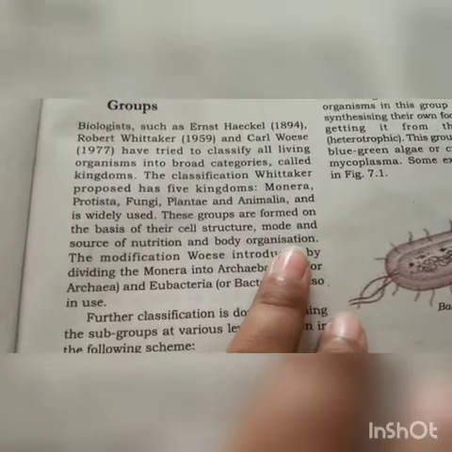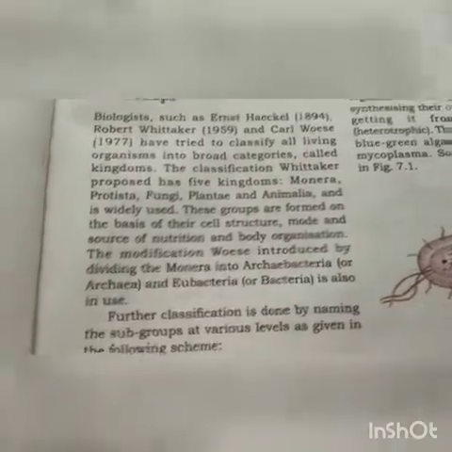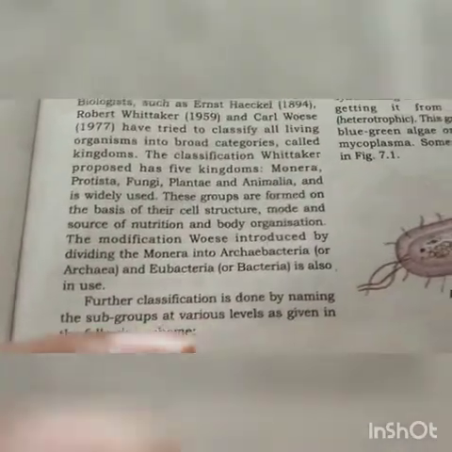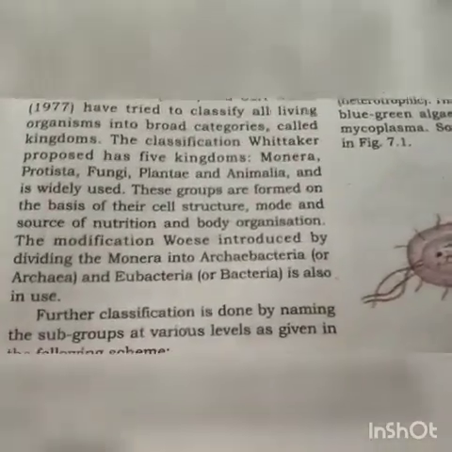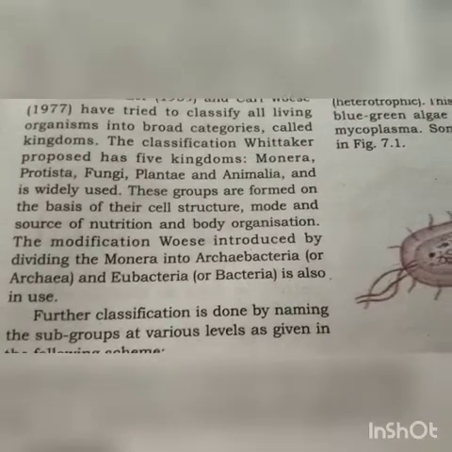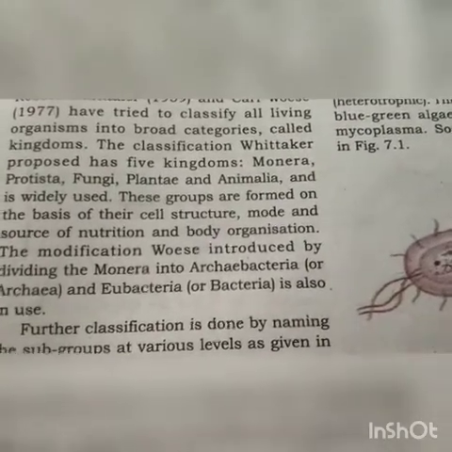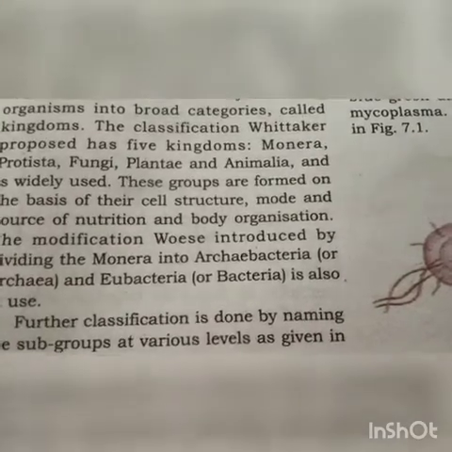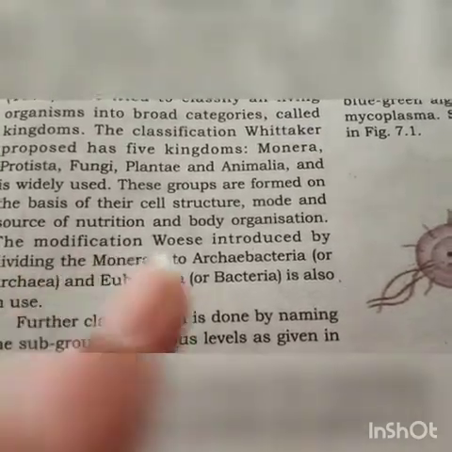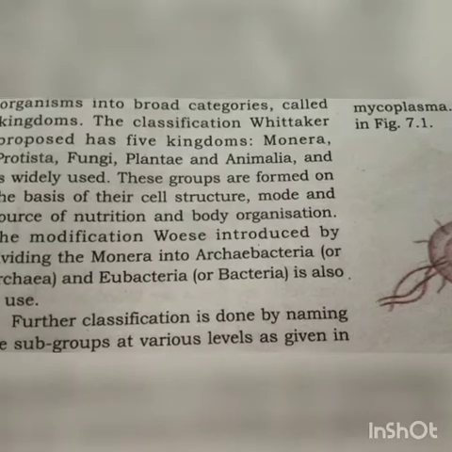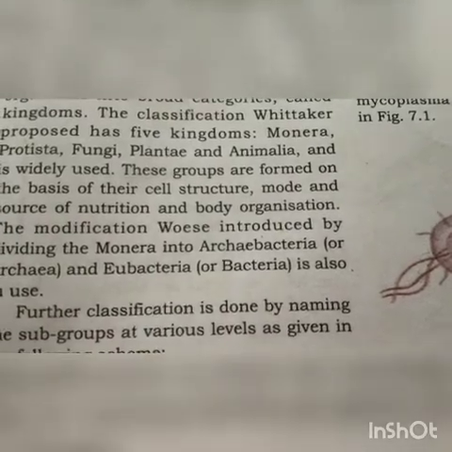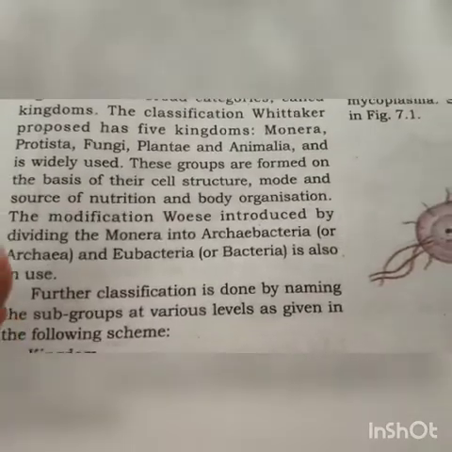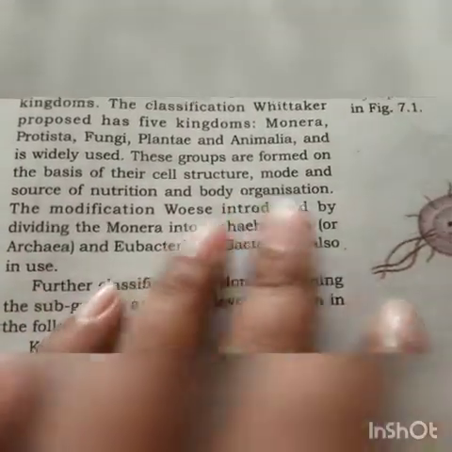So these groups are formed on the basis of their cell structure, what type of cells they are made of, their mode of nutrition, what type of nutrition they are taking, like autotrophic nutrition, heterotrophic nutrition, and the body organization, how their body designs are formed. According to that, these groups are divided.